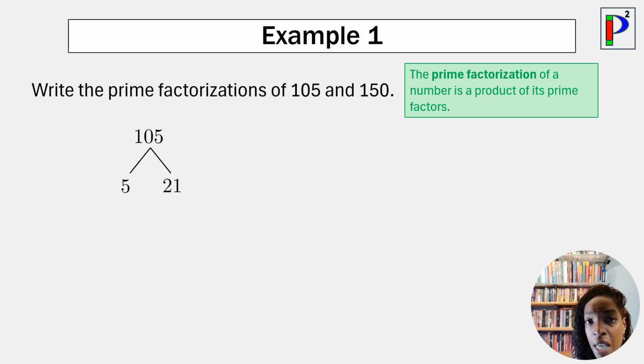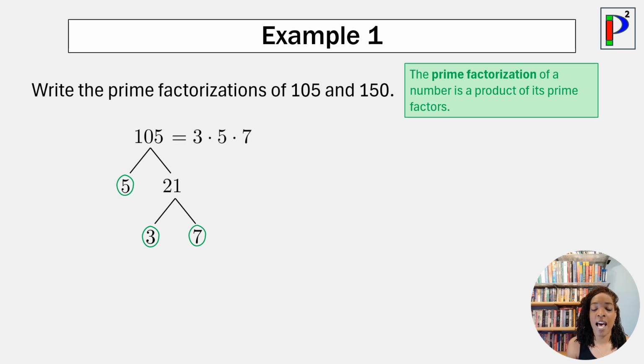105 is equal to 5 times 21. 5 is prime, so we circle it. 21 is equal to 3 times 7. 3 and 7 are both prime, so we circle both. So 105 is written as 3 times 5 times 7.